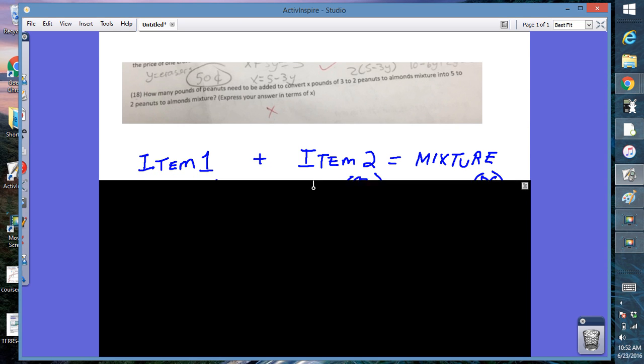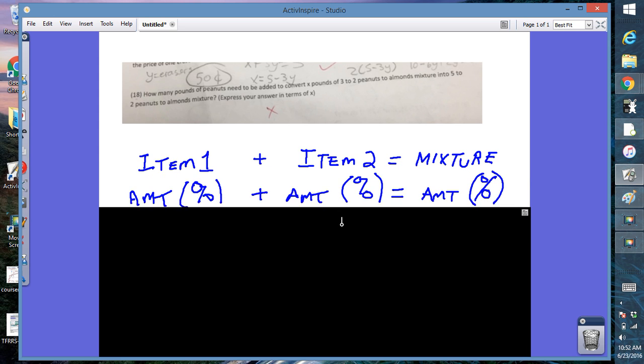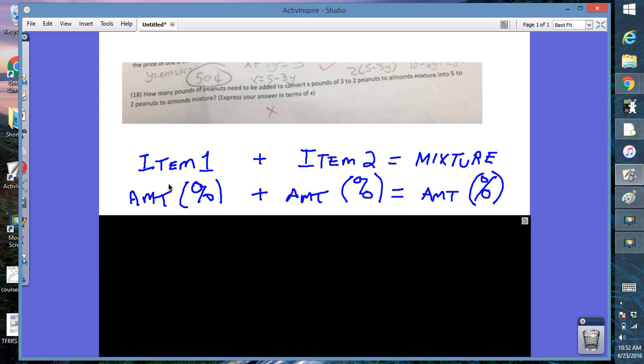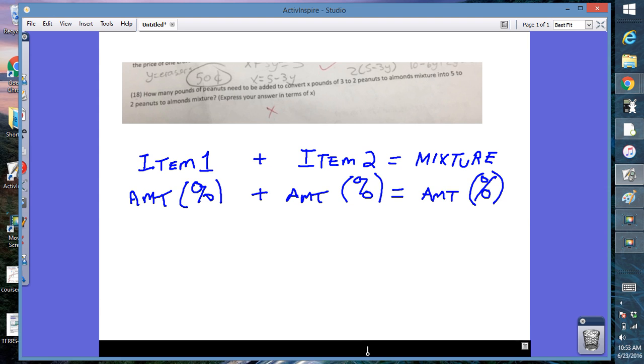All right, so in a mixture problem, I always talk about you've got item 1 and you're mixing it with item 2 and you have a new mixture with new percentages. Yesterday we talked about you have the amount of item 1 and its percentage of a certain material. One of the problems we worked with had sand in it, one had acid in it. This one's talking about the percentage of peanuts. All right, so let's get started on this one.